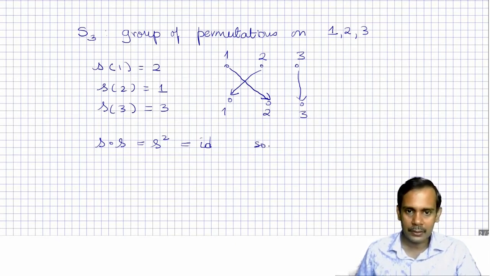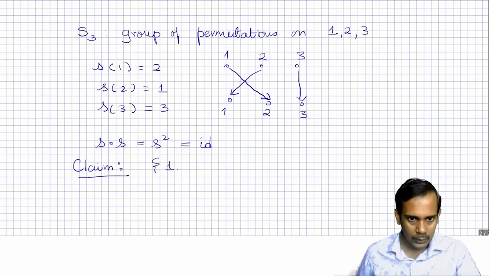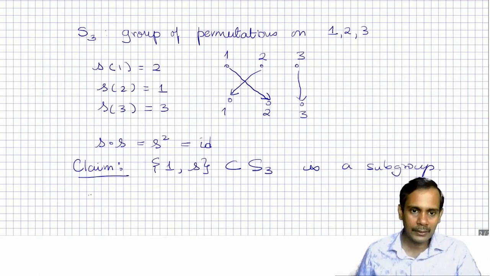So what we have is identity. So if we have a subgroup, okay, now I claim that this set of two elements, 1, comma S, which is a subset of S3, is a subgroup. Remember, we only need to check two things. Let's call this H. If two elements are in H, then their product is in H, and if an element is in H, then its inverse is in H.